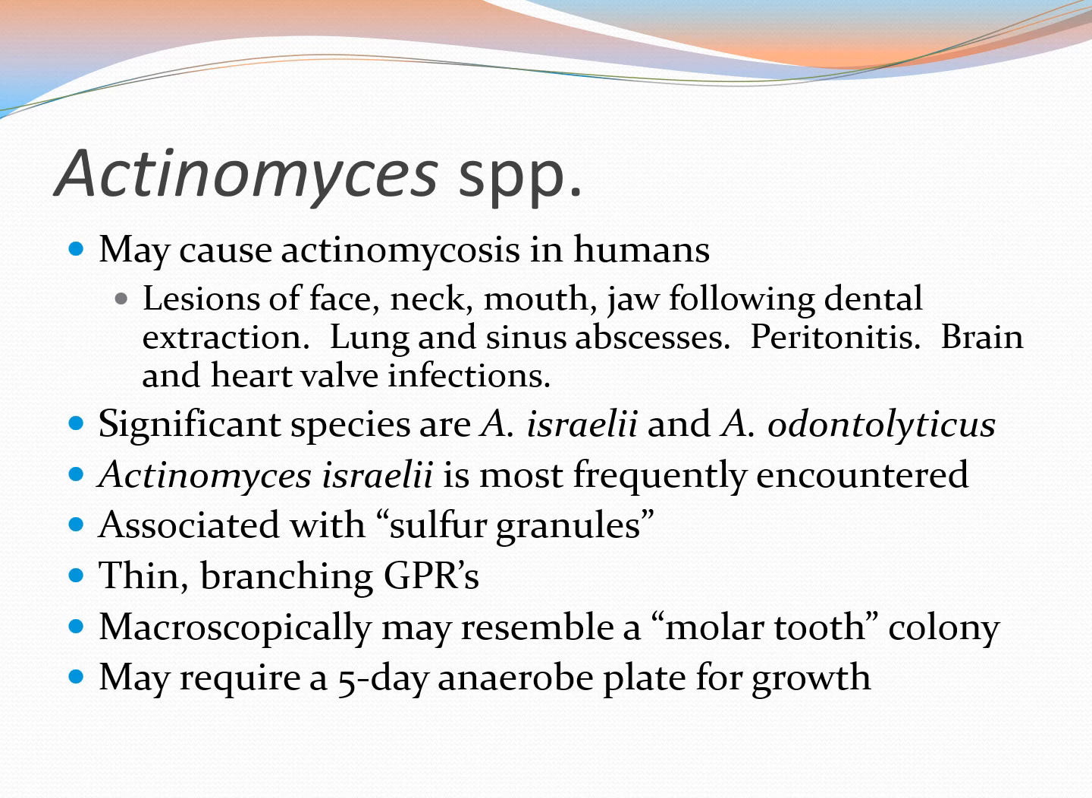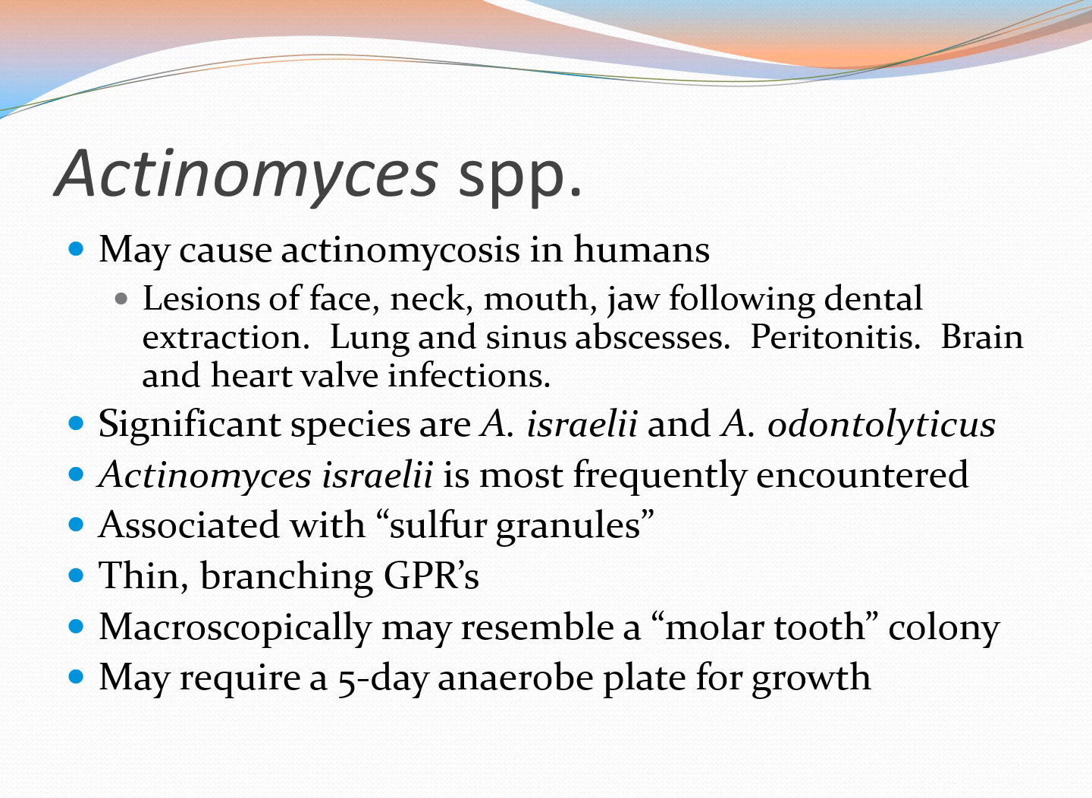Actinomyces species is the cause of actinomycosis in humans. Actinomycosis often leads to lesions of the face, neck, mouth, or jaw following dental extraction, lung and sinus abscesses, peritonitis, brain and heart valve infections. Some significant species of actinomyces would include Actinomyces israelii and Actinomyces odontolyticus. Actinomyces israelii is most frequently the one that is encountered, and they are associated with sulfur granules. This is a granular object usually seen by pathologists or histologists in tissues that looks like elemental sulfur.